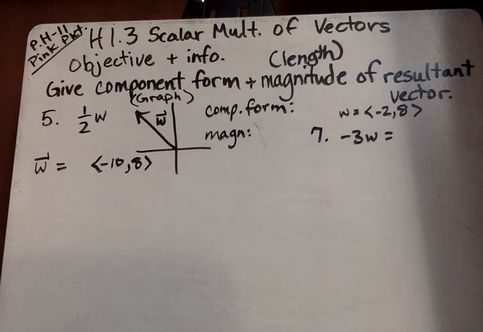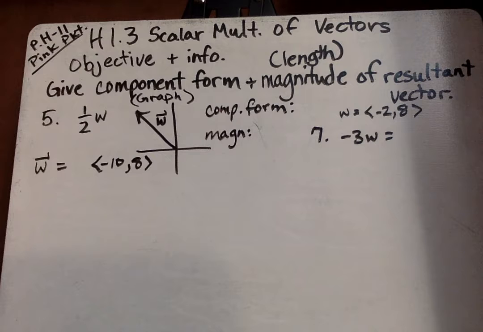Hello students, today we are going to be going over H1.3, scalar multiplication of vectors. This is page H11 in your pink packet. The objective is I can multiply vectors by scalars and calculate the magnitude of the resultant. As a reminder, magnitude is length, okay?